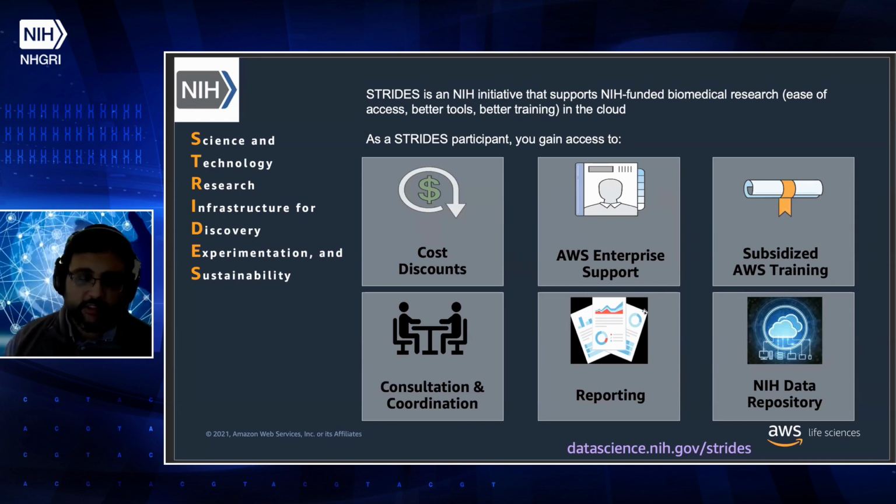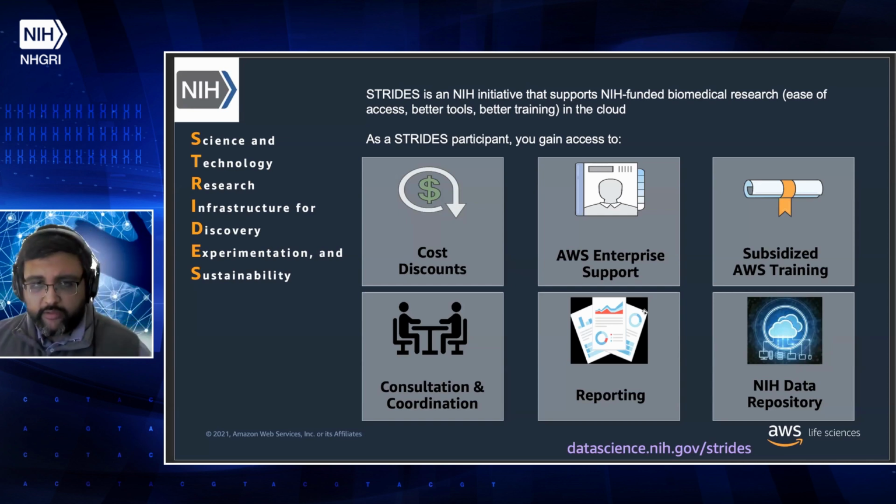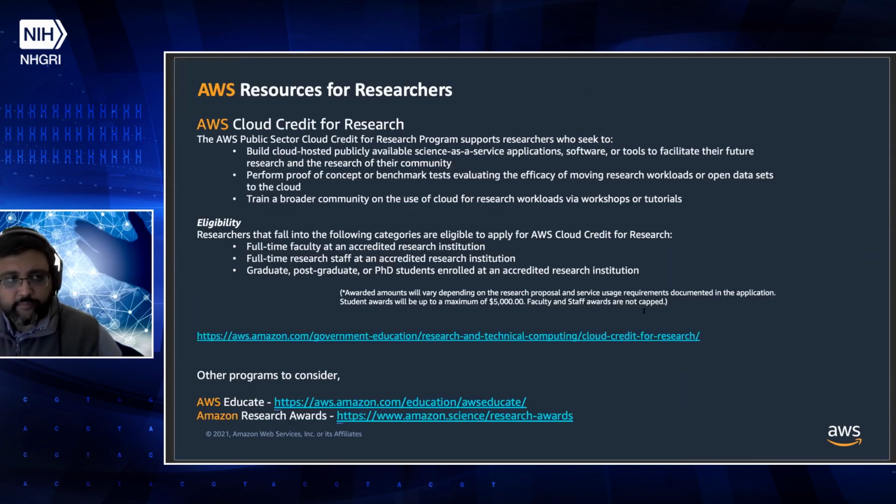It provides NIH-funded researchers with cost discounts, enterprise level support, subsidized training, consultation, reporting abilities on their cloud costs, and access to an ever-growing NIH biomedical and genomic data repository. So the STRIDES program is a good example of where NIH and AWS are coming together to help encourage researchers to move to the cloud.